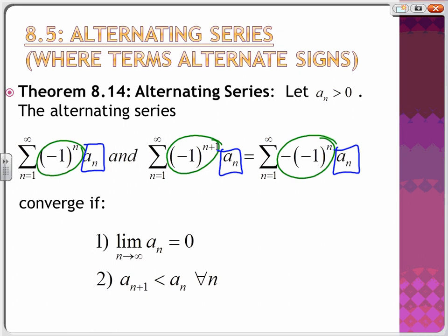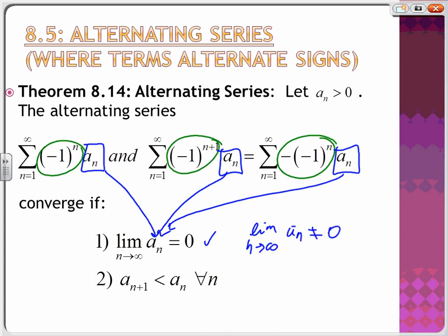So we're going to ignore the alternating part, and we're just going to look at that other sequence part without the alternating. So when I have an alternating series, I'm going to check two things. I'm going to check, as I take the limit of that a sub n part, does it equal 0? That's the first condition in order to converge. If the limit, as you go to infinity of a sub n, doesn't equal 0, what? Diverges by nth term.